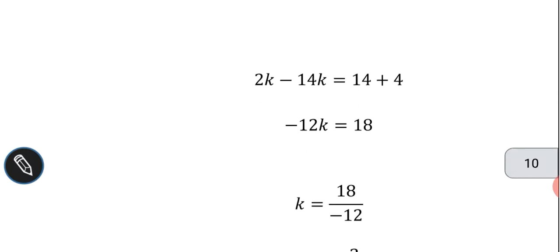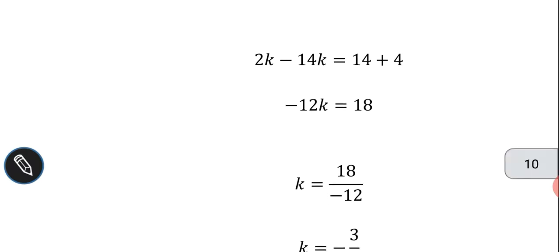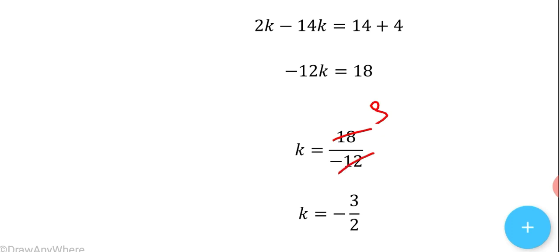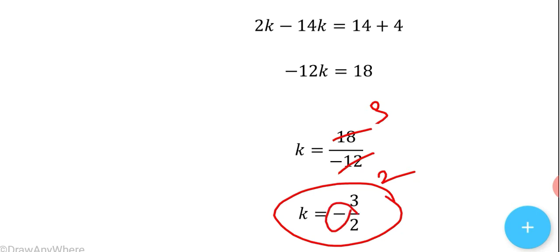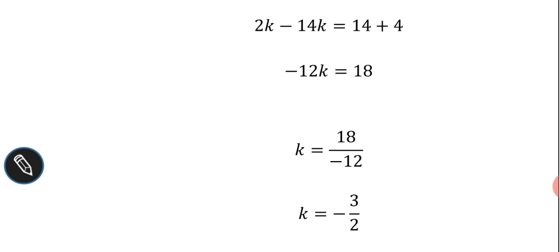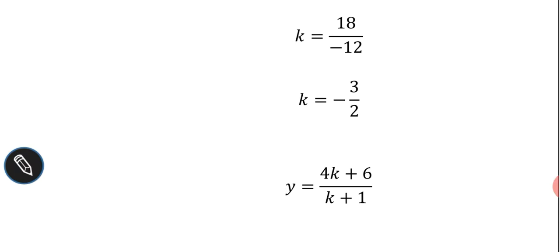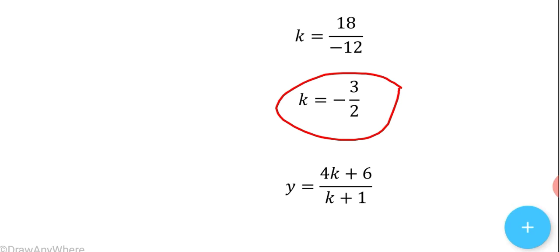So k is equal to 18 divided by -12. So k equals minus, 6 threes are 18, 6 twos are 12, so k is equal to -3 by 2. Here we have a minus, which represents external division. Here minus denotes external intersection. Now we have calculated k is equal to -3 by 2.